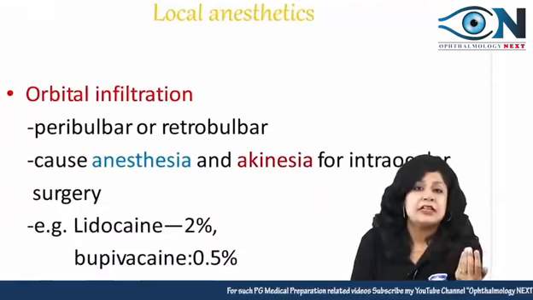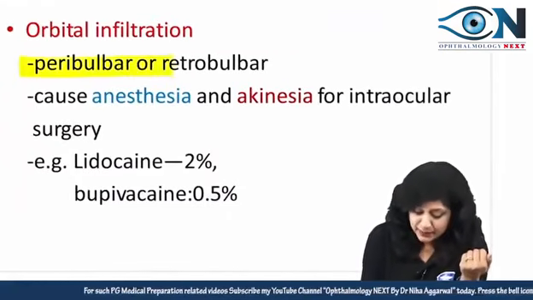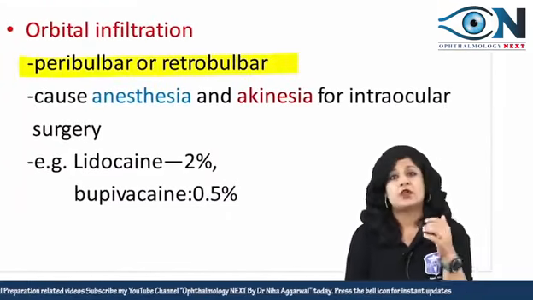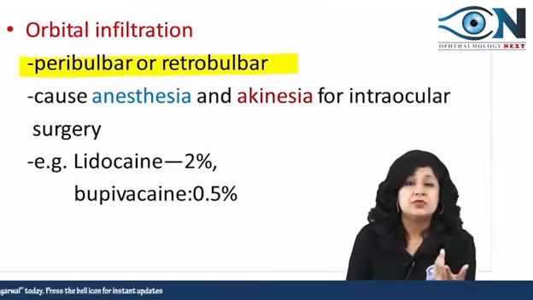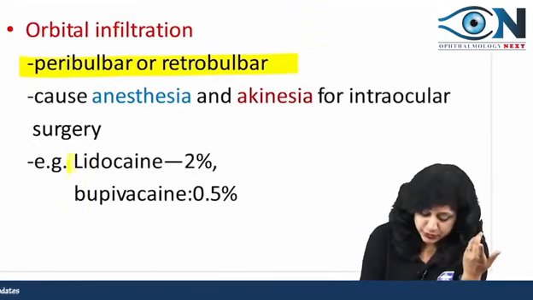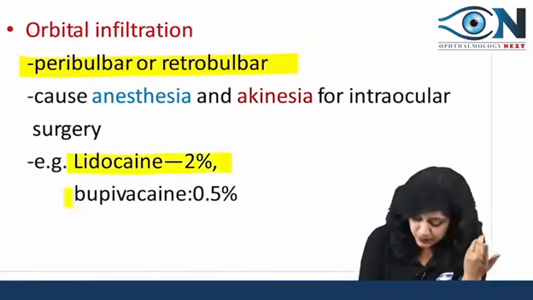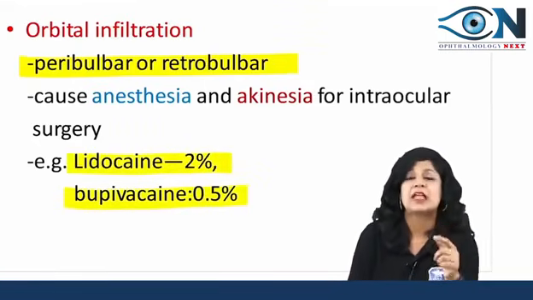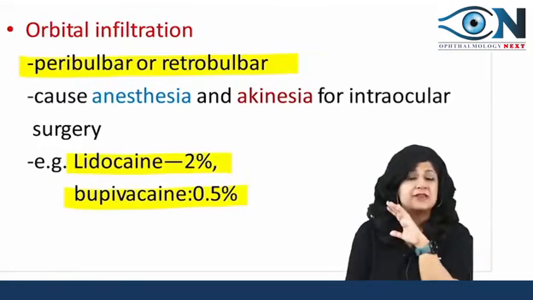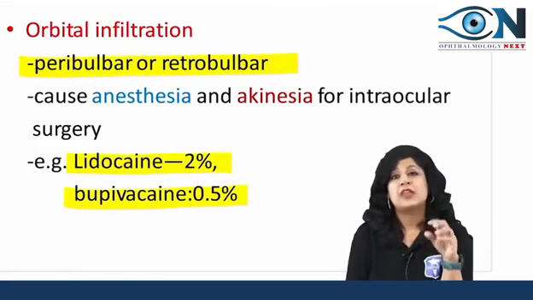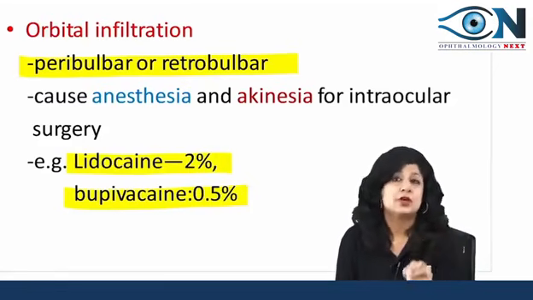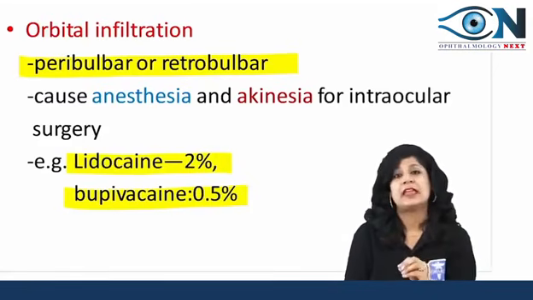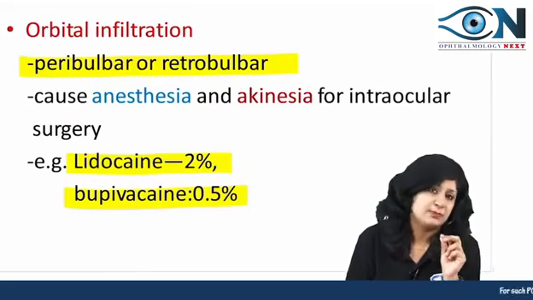Coming to orbital infiltration, we can have peribulbar or retrobulbar anesthesia. It causes anesthesia as well as akinesia, and the very common solutions we use are lidocaine 2% and bupivacaine 0.5%. I think this is a very standard combination, and you should know the names of the drugs along with their concentrations, 2% lidocaine and 0.5% bupivacaine.